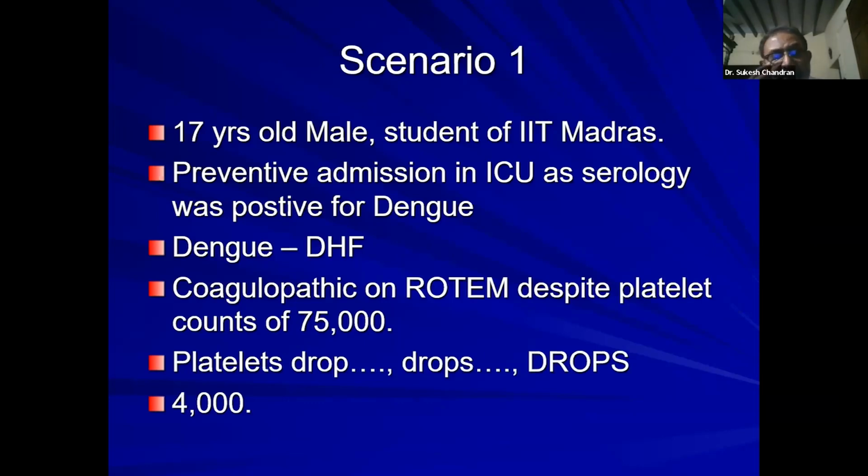Then he said, shall we give platelets? I said, which patient with 75,000 did you give platelets to? Then platelets were dropping. One day it was 4,000. He said, shall we give platelets?